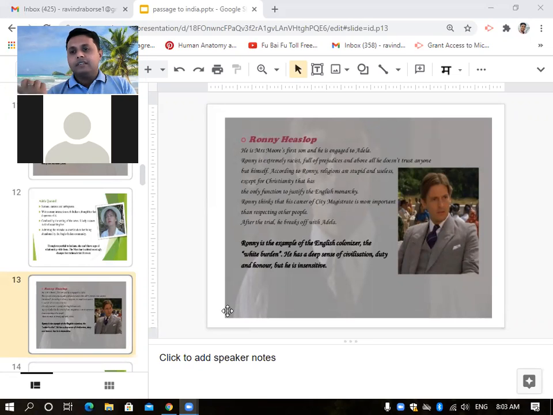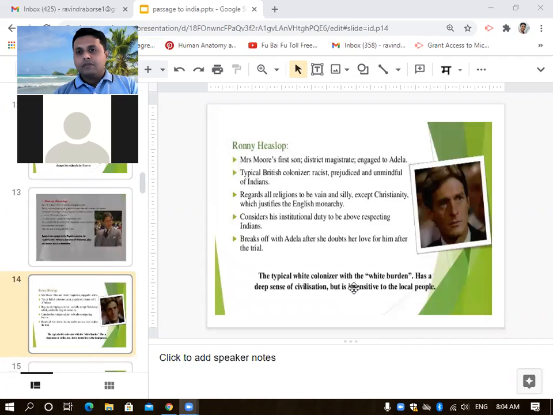And he is a city magistrate, right? So he is a city magistrate over there. So this is Ronnie. And Ronnie tries to torture most of the characters in the story. Is it clear? Yes, sir. This is Ronnie.